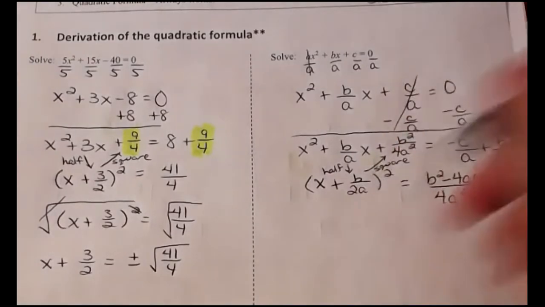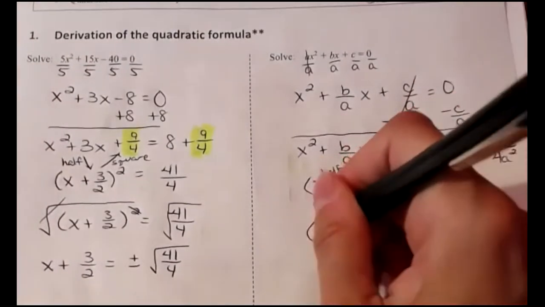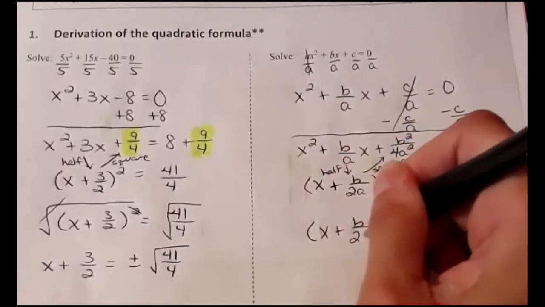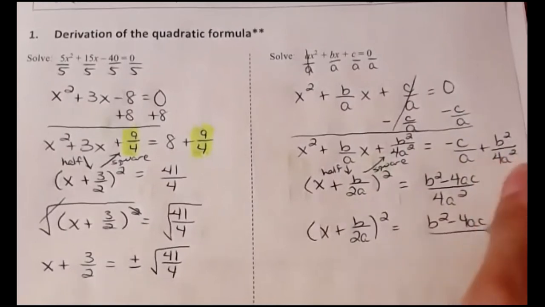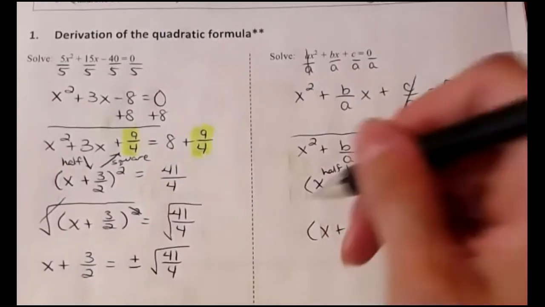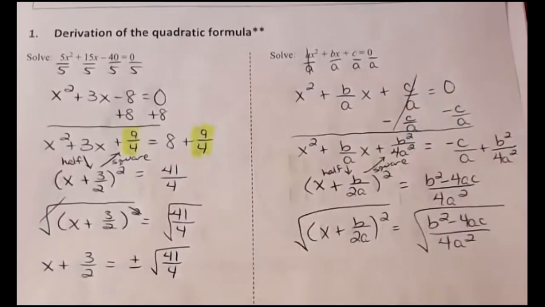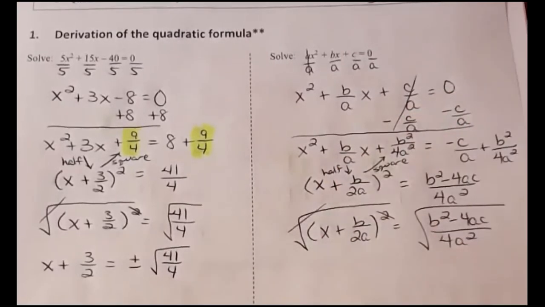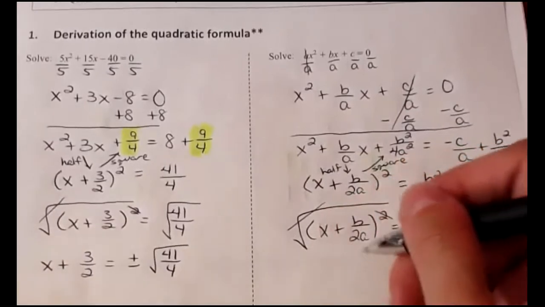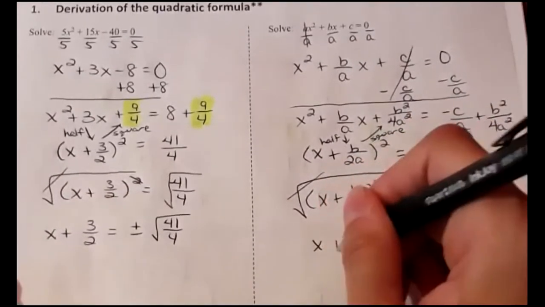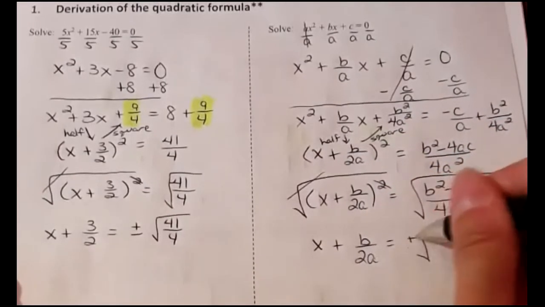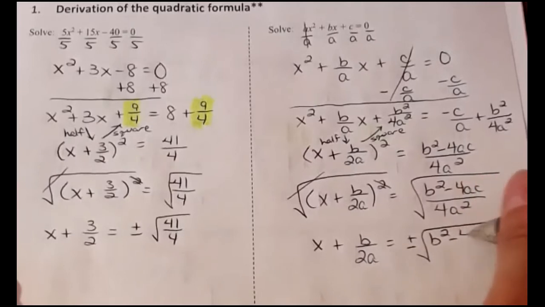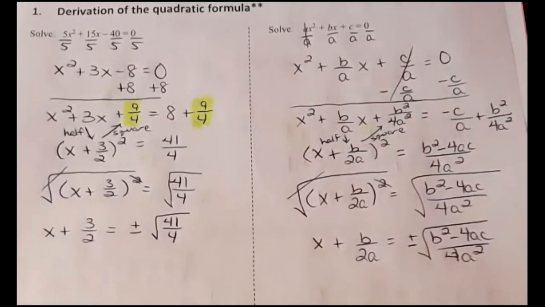So let me rewrite it because it's a little messy. So we have x plus b over 2a squared is equal to b squared minus 4ac all over 4a squared. So let's take the square root again, both sides. Notice the square root and the square cancel out, just like we saw over here. And we have x plus b over 2a is equal to the square root, positive or negative, b squared minus 4ac all over 4a squared. So far, so good.